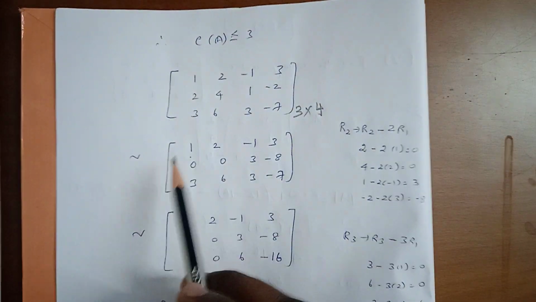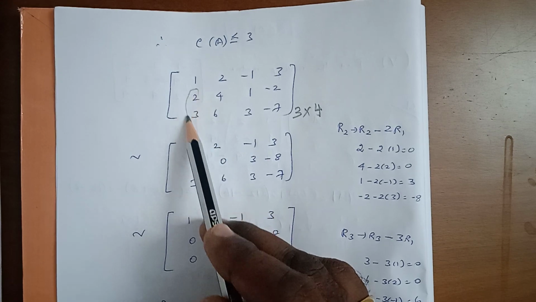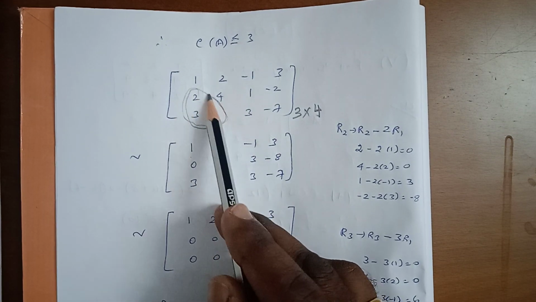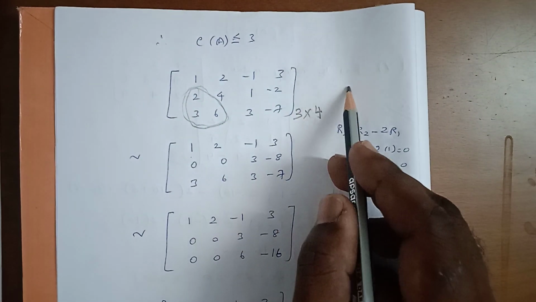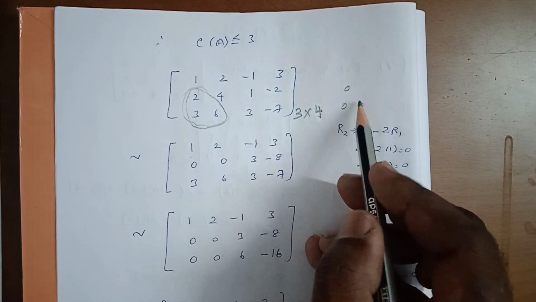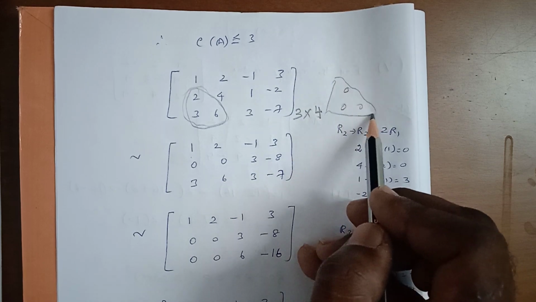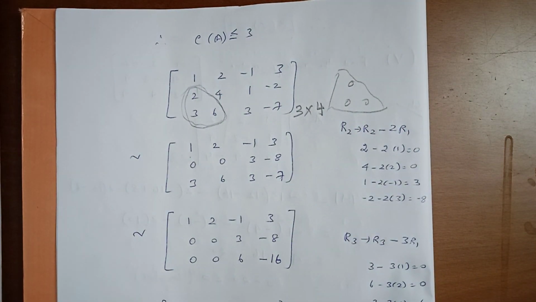Our aim is to try to make these three values become 0, so 0, 0, 0. So this is the upper triangular matrix. We have to form the upper triangular matrix. Then this problem will be complete.